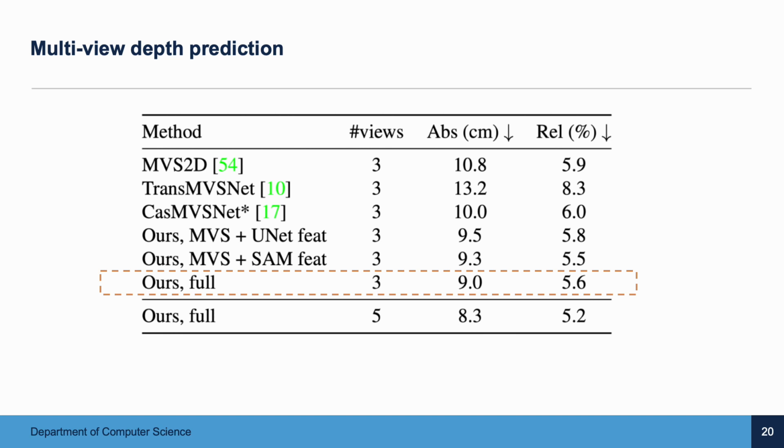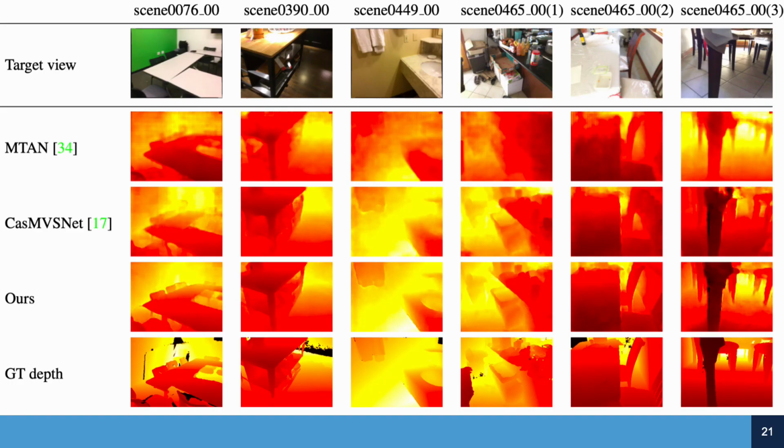A valid question to ask is how much 9.0 absolute error is better than 10.0 delivered by CAS-MVS-Net. The quantitative metrics are measured here against noisy ground truth, which creates an unknown lower bound that is greater than 0. In this case, we can benefit from looking at the qualitative results.